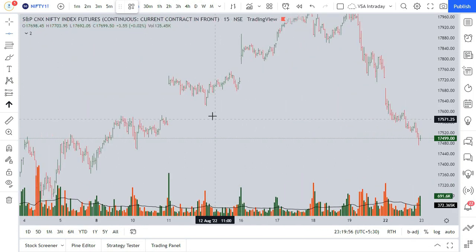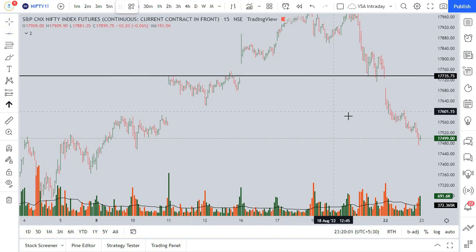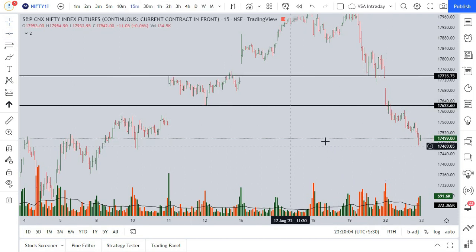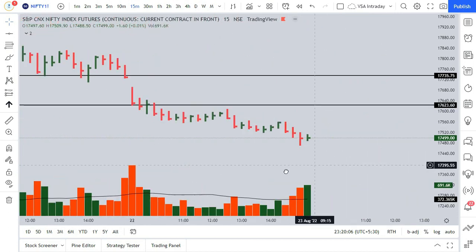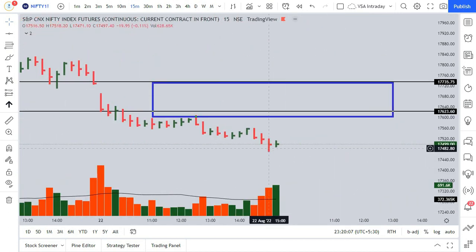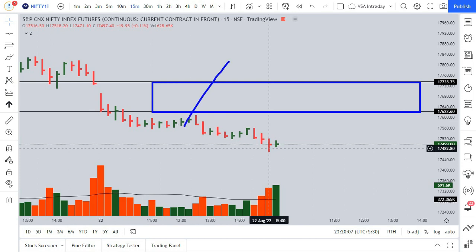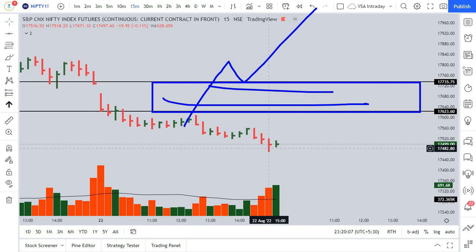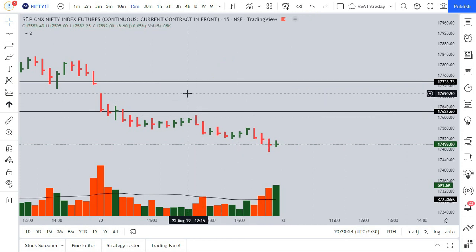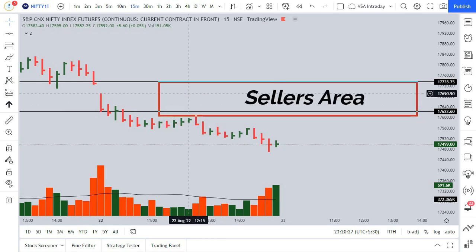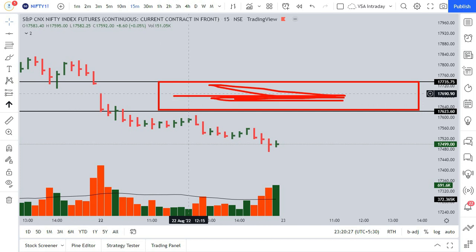So if I'm zooming out right here, so as I can check, perfect. So you have an area right here, this area. Until and unless this area is broken, I'll not go for a buy trade. It's as simple as that as of now. Until and unless this area is broken, I'll not go for a buy trade, but instead I'll only look for a sell trade right here. This area is your seller's area. You have to understand that.